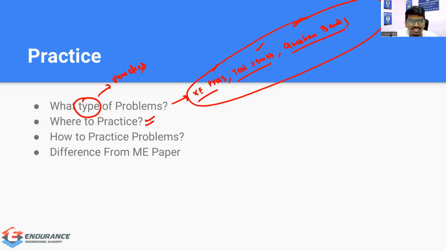These two are a similar type of question. You need to practice a variety of questions, and where to practice them? Choose a right place where you can get a quality test series, a quality question bank, etc. And how to practice problems? This is very crucial. This is very important. How to practice a problem.